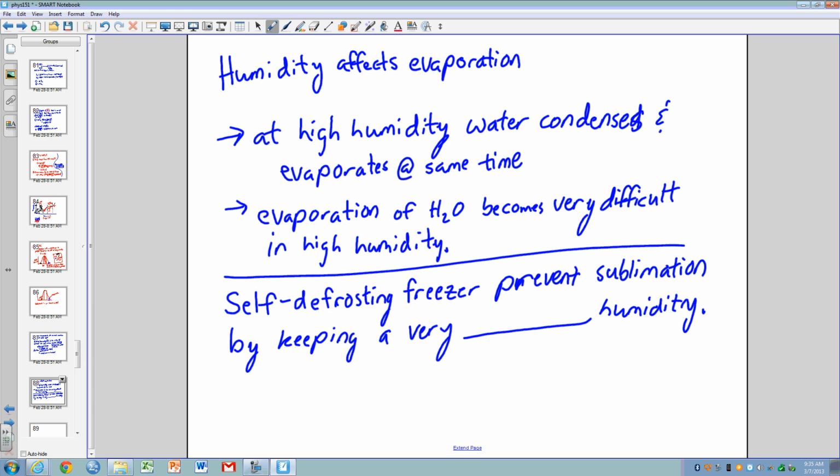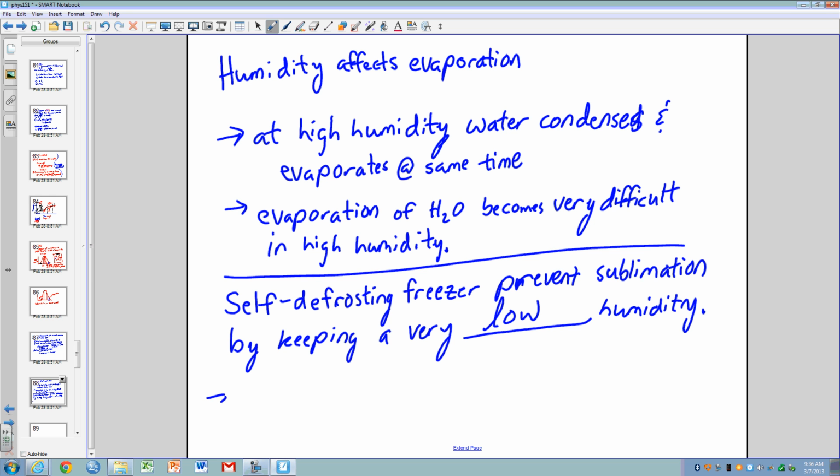Now remember, sublimation is when I have these water particles, or these gas vapor particles of water, that will sublimate onto an object and become ice. Which is it then? Does your self-defrosting freezer have a high humidity or a low humidity? It has a very low humidity, and they make the humidity low so that there's not many water particles in the air, and so that you don't get the sublimation onto the food items, which causes freezer burn. So while evaporation does not occur readily in a high humidity environment, sublimation does occur readily in a high humidity environment. So you need a low humidity, right?